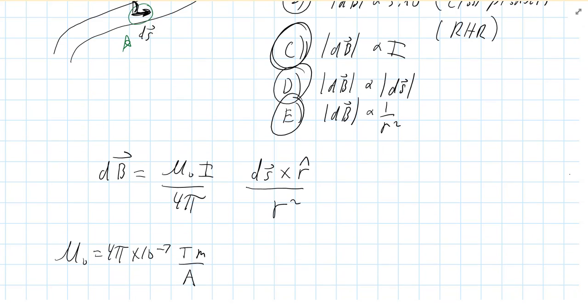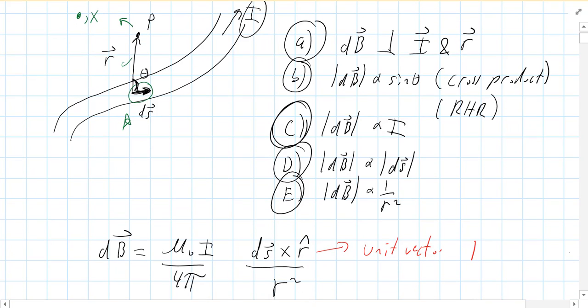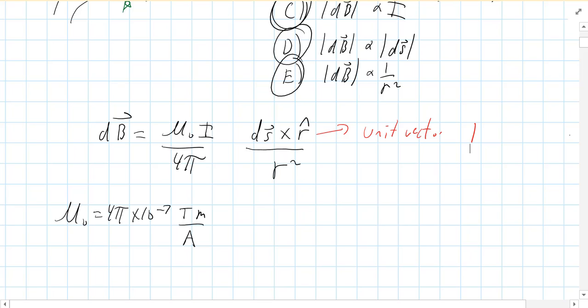So that's our equation. Now, the r hat is a unit vector. Its magnitude is 1, and it is in the direction of r. So it's not the radius, it's just the radial direction. So be careful with that.